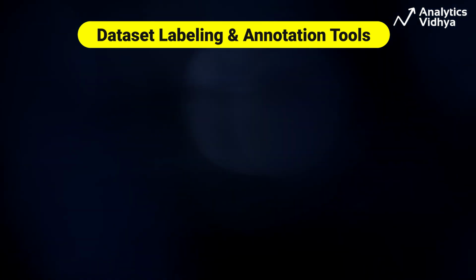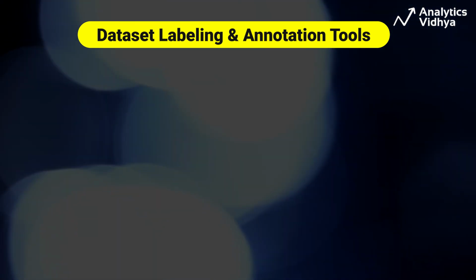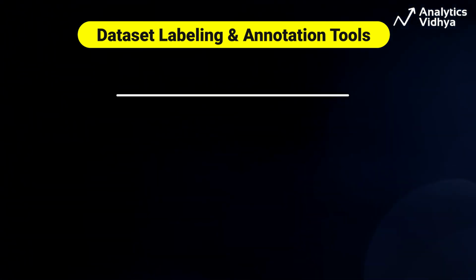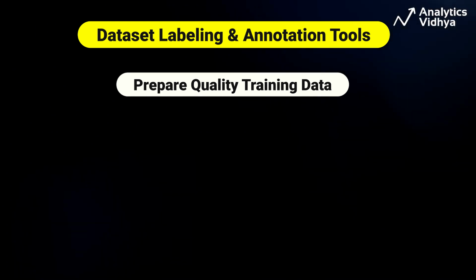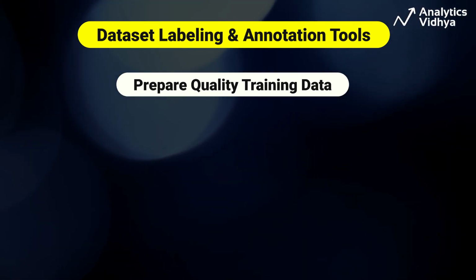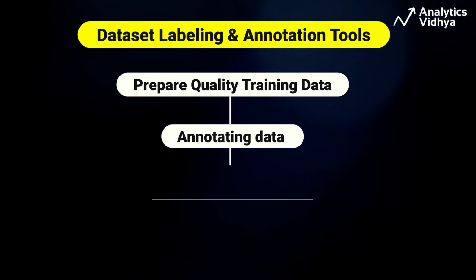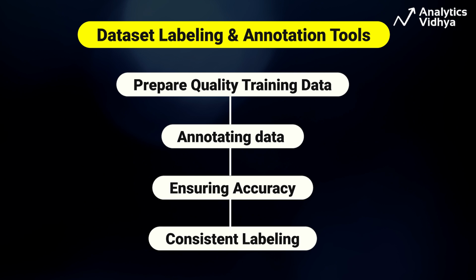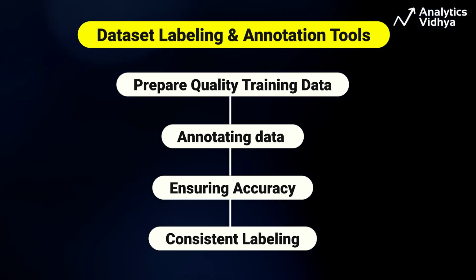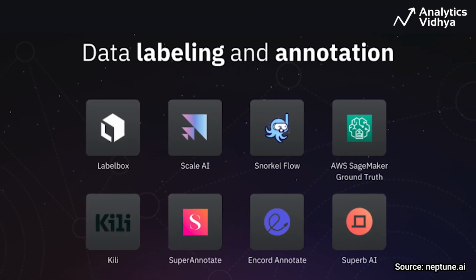Now let's look at dataset labeling and annotation tools first. Dataset labeling and annotation tools form a critical component of machine learning systems, enabling you to prepare high-quality training data for ML models. These tools provide a streamlined workflow for annotating data, ensuring accurate and consistent labeling that fuels model training and evaluation. You can check out these tools over here.